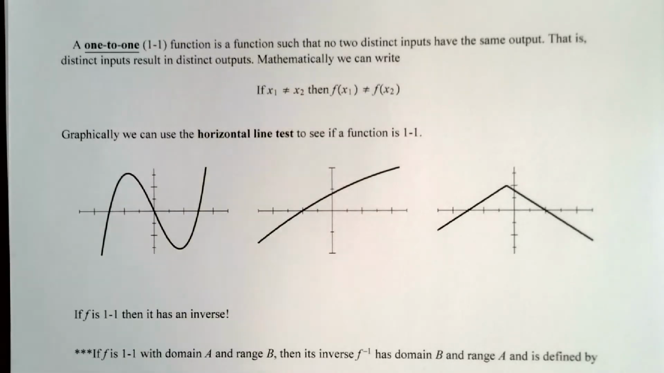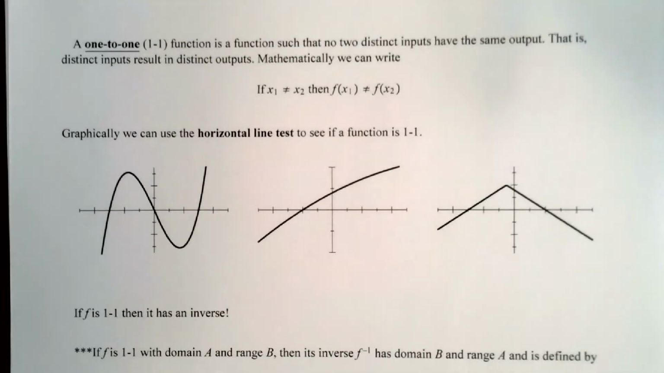The graph is a parabola opening upward. If I plug in, say, 2 into that function, 2 squared, I get 4. The output is 4. If I plug in negative 2, if I square negative 2, I also get 4. The output is also 4. So that doesn't violate it being a function, but it does violate it being one-to-one. So the function f of x equals x squared would not be one-to-one.